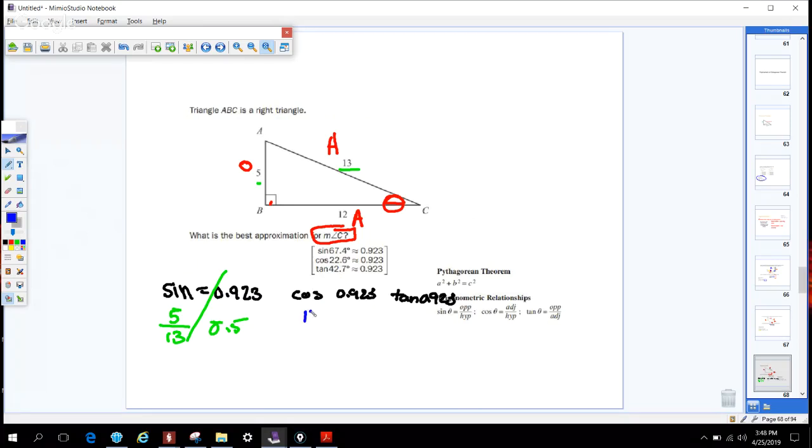Cosine says 12 over 13. Well, what is 13 over 13 equal? 1. It's a whole. So could 12 over 13 probably be 0.9? Yes, so that's your answer. If you did tangent, tangent would be 5 over 12, which again would probably give you something around 0.5.